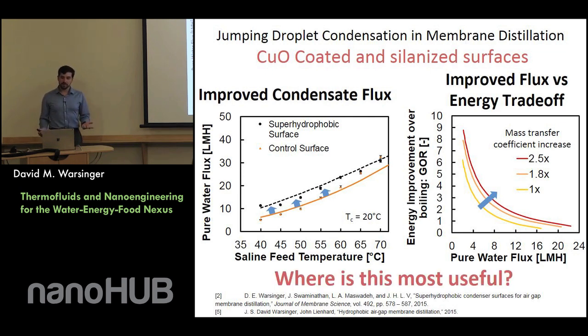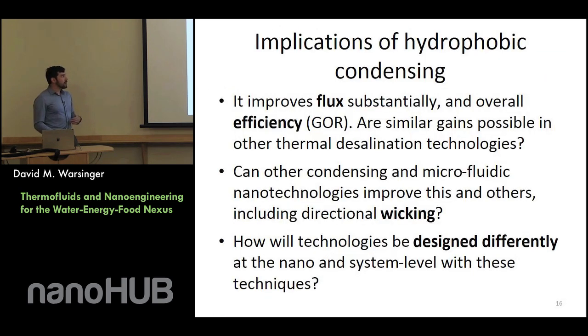So where is this most useful? We can improve the energy efficiency. Can we do this in other thermal technologies? Quite possibly. Thermal desalination is maybe a third of all desalination available. Also, can we use directional wicking to improve performance? And how do we design the nanoengineered surfaces differently if we have a full-scale system and process design in mind?